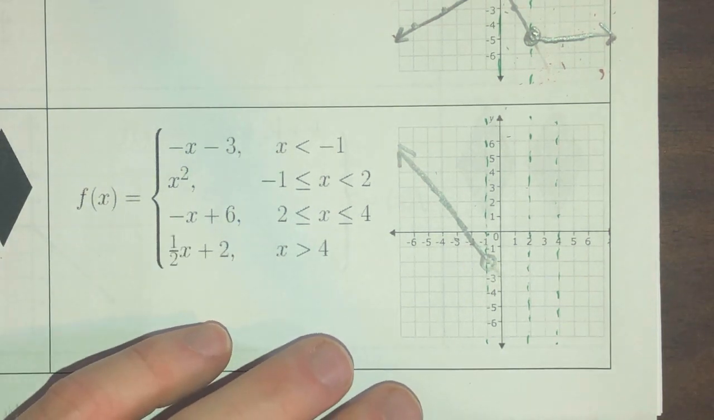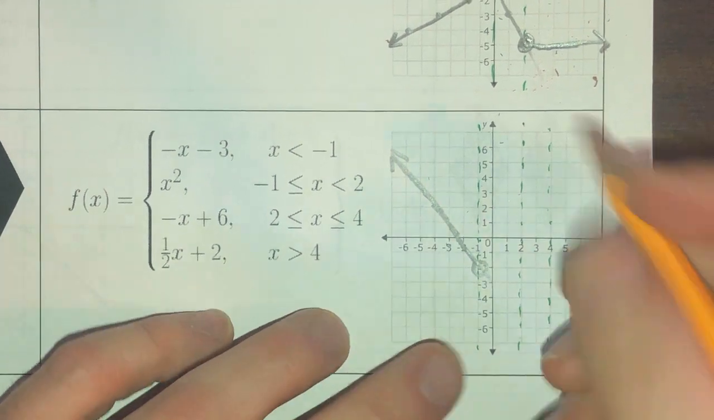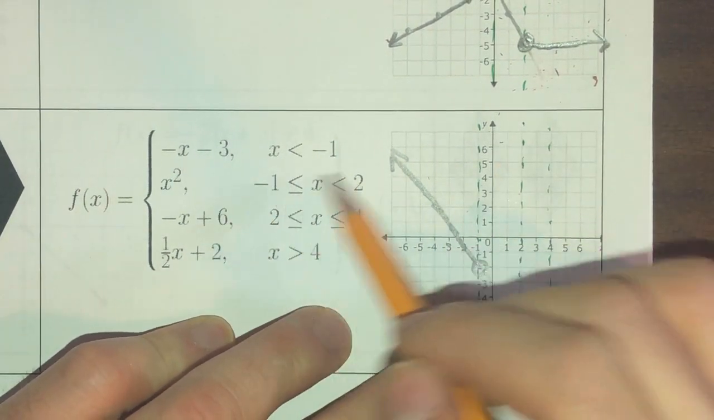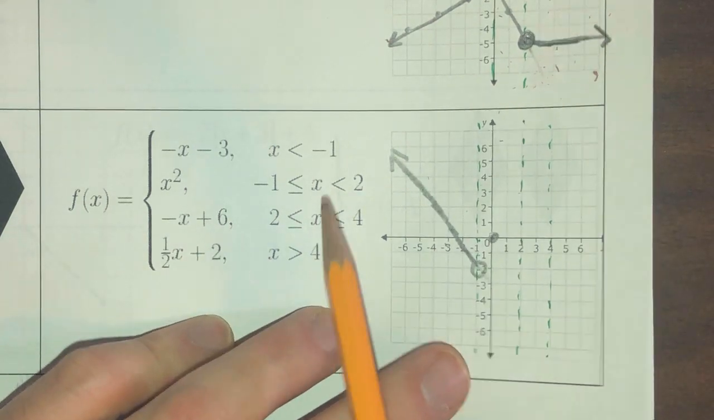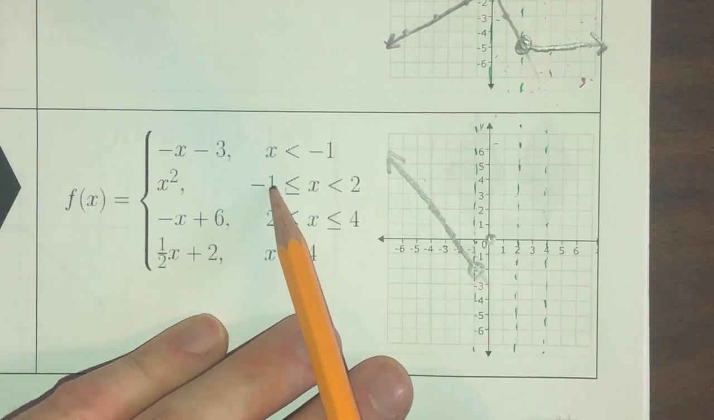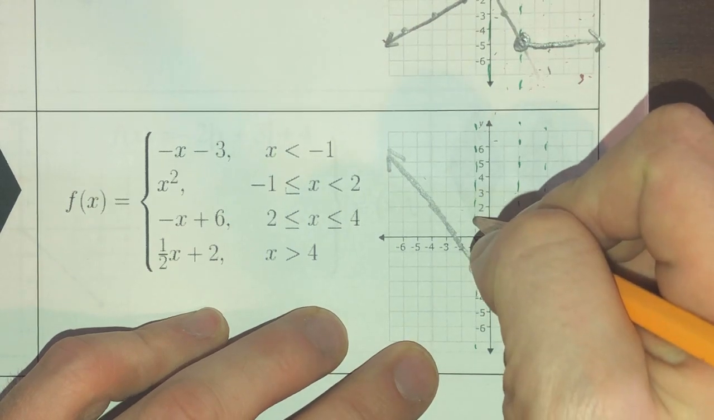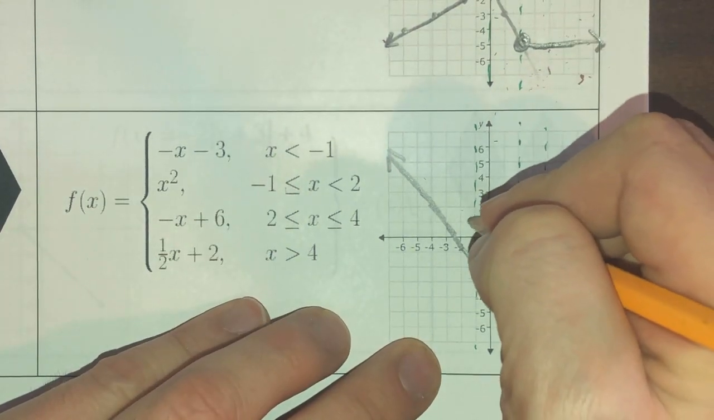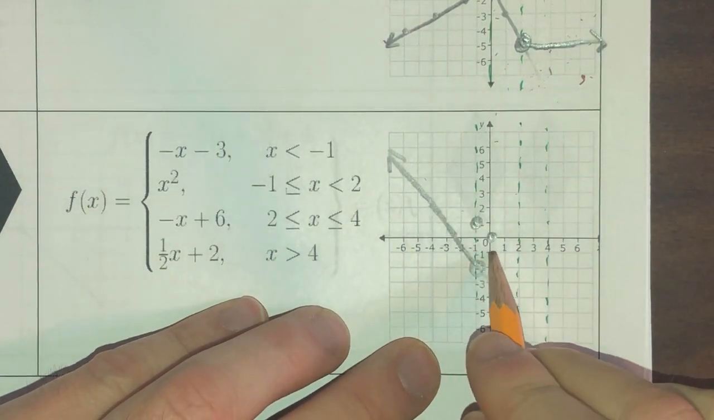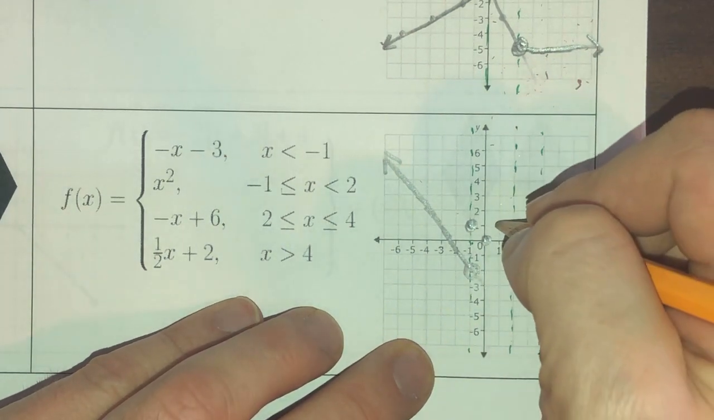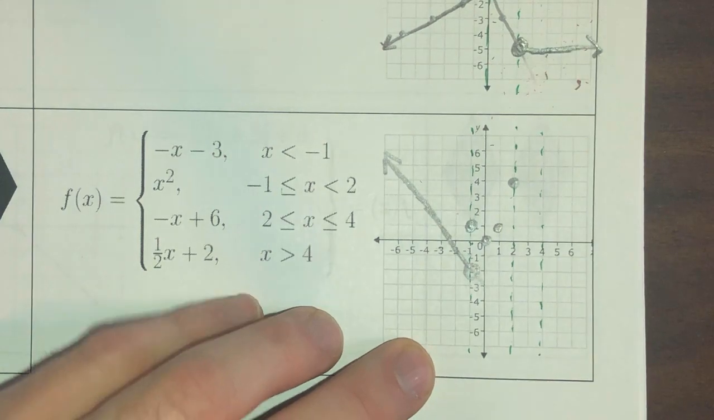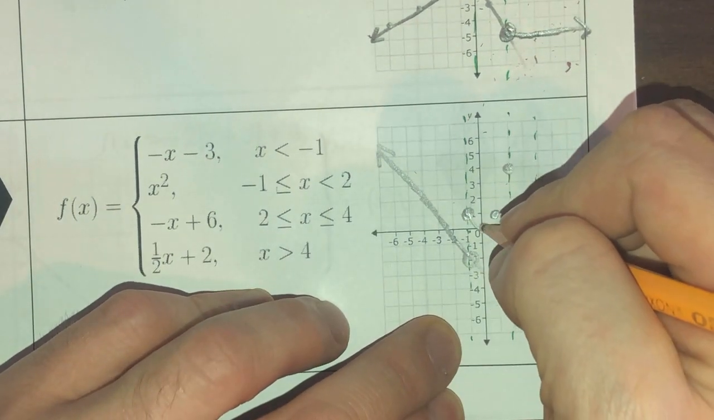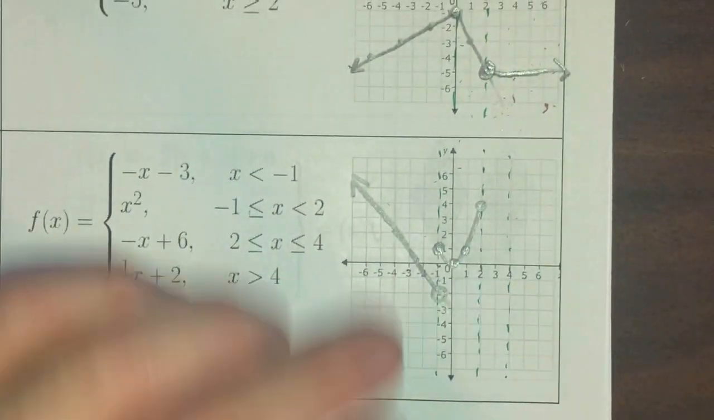Now I'm going to do x squared. This is a parabola, so it's going to go from negative 1 to positive 2. So now let's just plug in the endpoints here. Negative 1 squared is 1, closed dot. 0 squared is 0. 1 squared is 1 times 1. 2 squared is 2 times 2. And I'm not going to go beyond that because it says I'm done there.